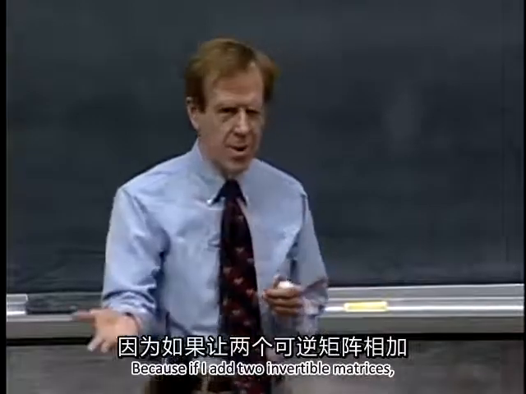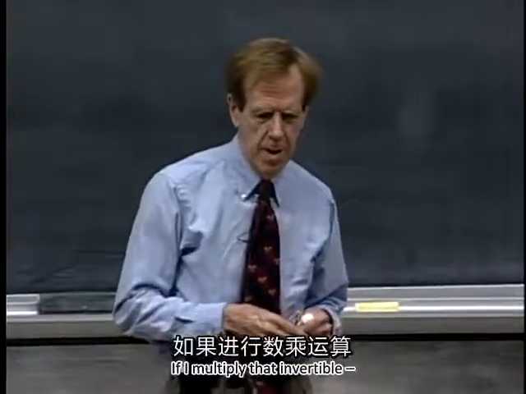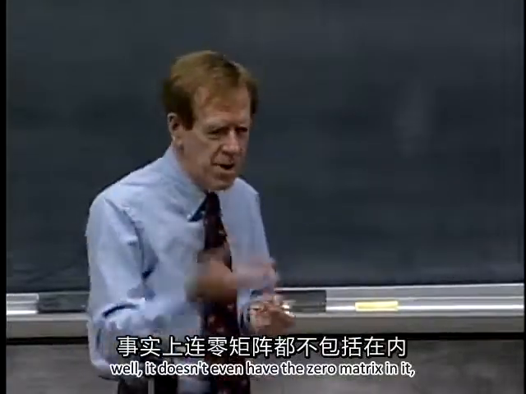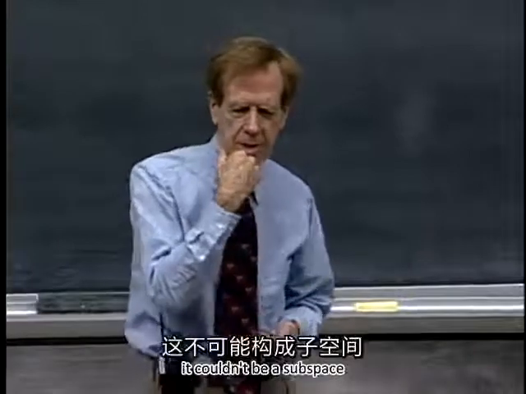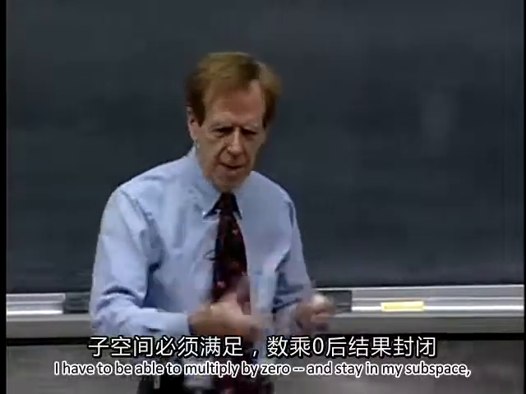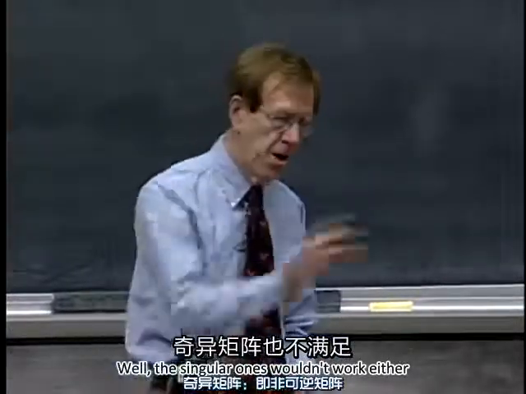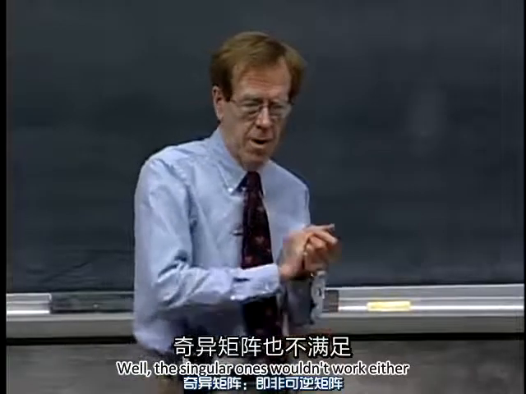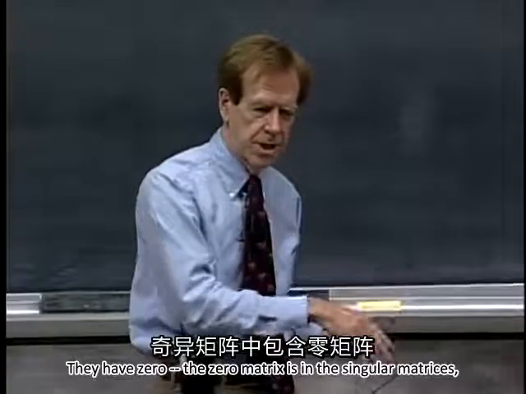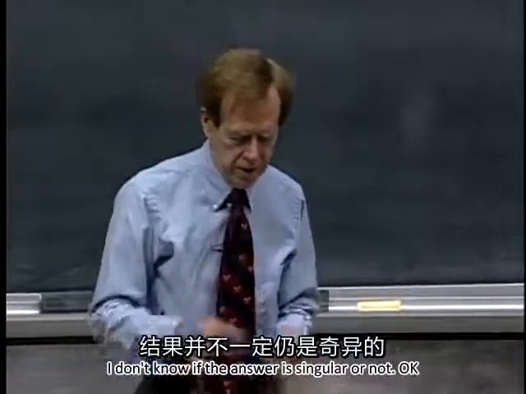If I add two invertible matrices, I have no idea if the answer is invertible. And it doesn't even have the zero matrix in it. It couldn't be a subspace. I have to be able to multiply by zero and stay in my subspace, and the invertible ones wouldn't work. Well, the singular ones wouldn't work either. The zero matrix is in the singular matrices, but if I add two singular matrices, I don't know if the answer is singular or not.